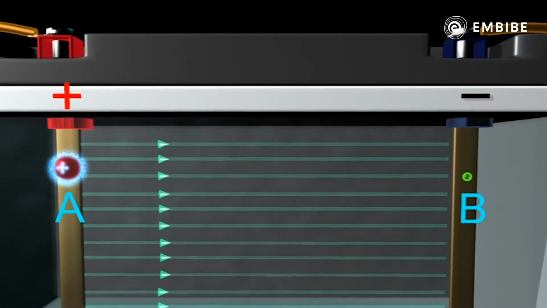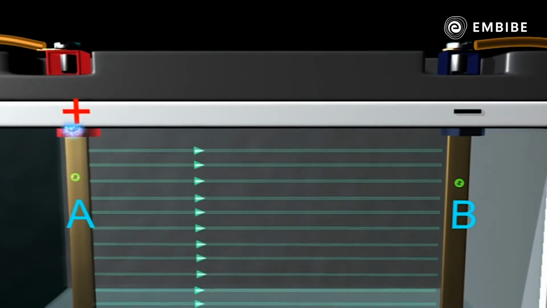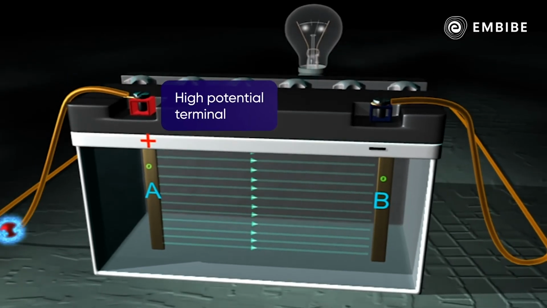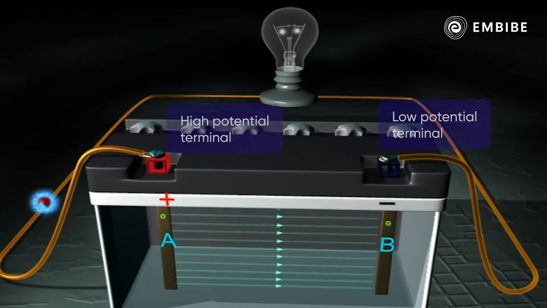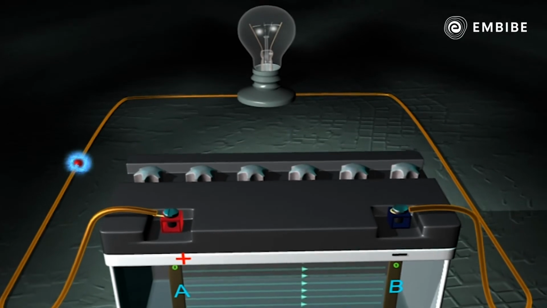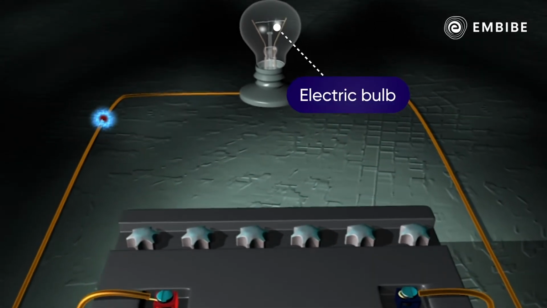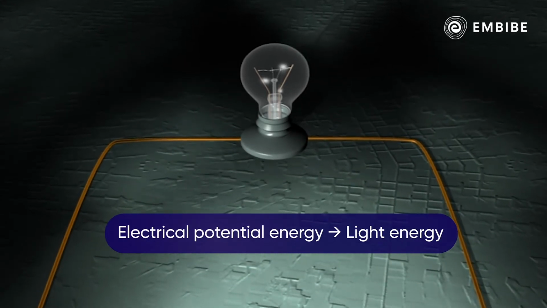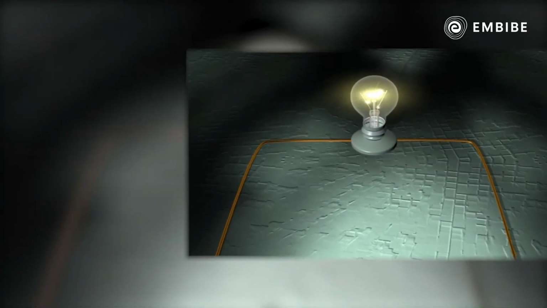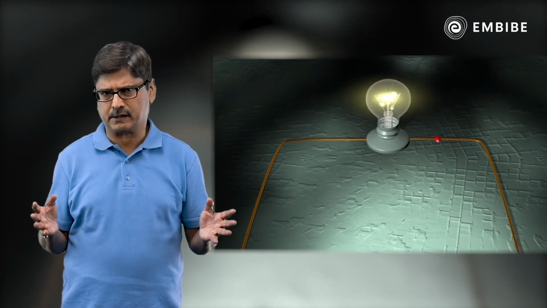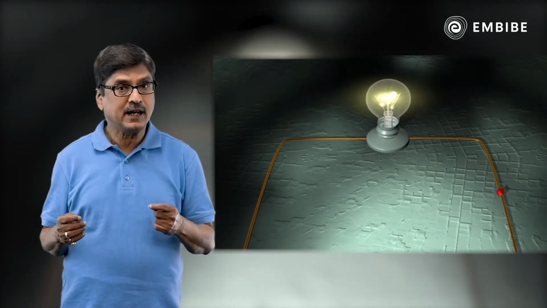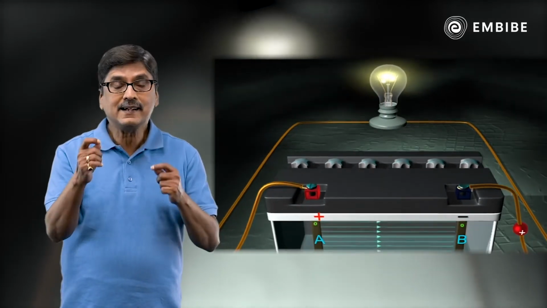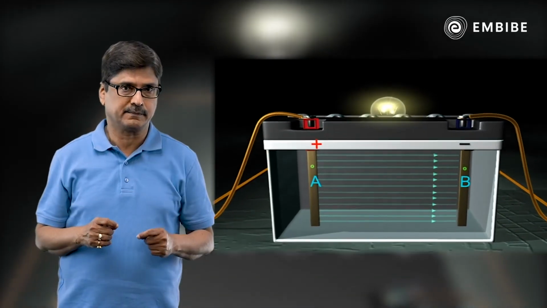When this battery is joined in a circuit, the charge possessing the high electric potential will start flowing from the high potential terminal to the low potential terminal. When the charge comes across any circuit element, like an electric bulb, the electric potential energy of this charge is transformed into light energy. So when the charge comes out of the electric bulb, it loses its energy and returns to the low potential terminal, that is the negative terminal of the battery.